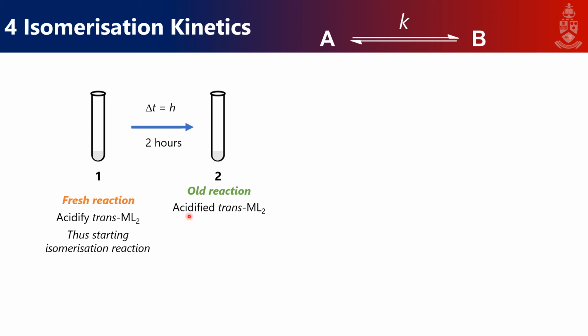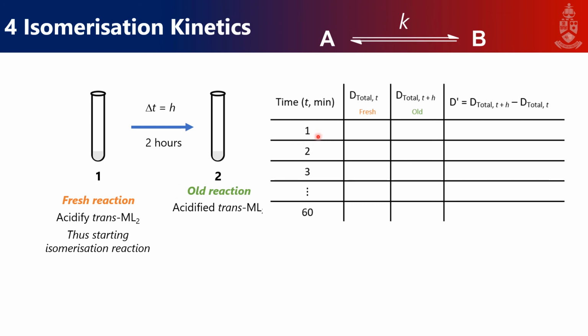So let's say at 10 o'clock you make the first sample, and at 12 o'clock you make the second. Then you put these two samples into the UV-vis spectrometer, and only then do you start taking your UV-vis measurements, measuring the absorbance. So you have the fresh measurement, which is going to constantly change because it is only starting to isomerize. The old reaction should remain constant because it is already isomerized, right? And then you take that difference.